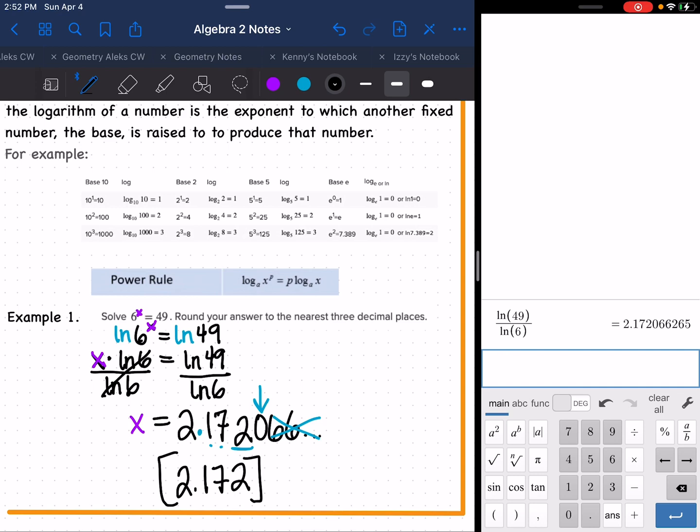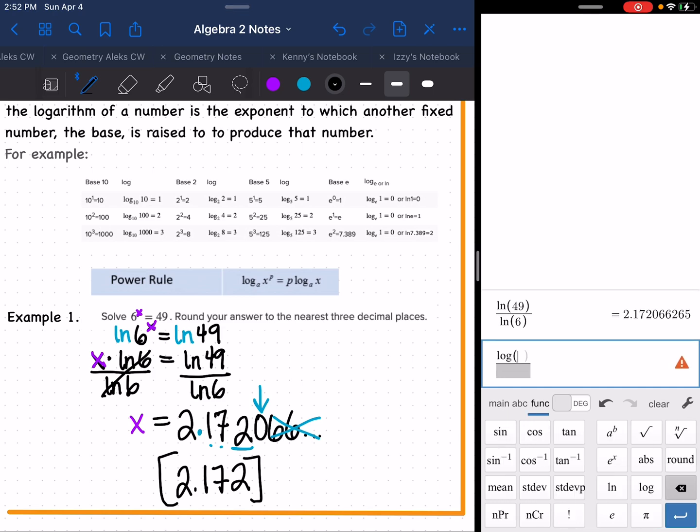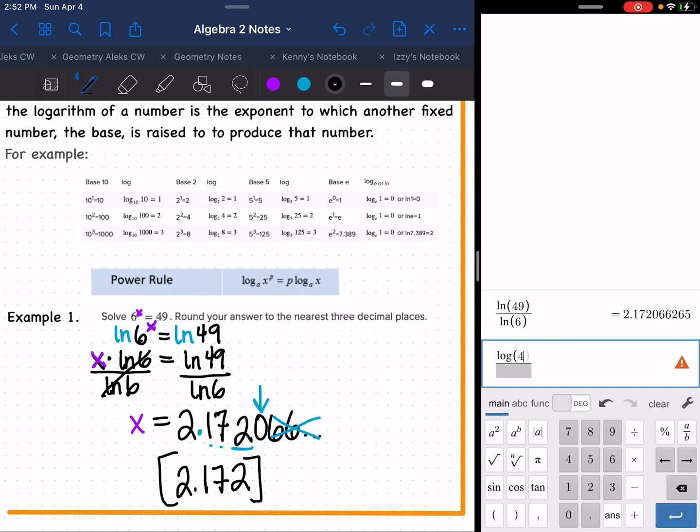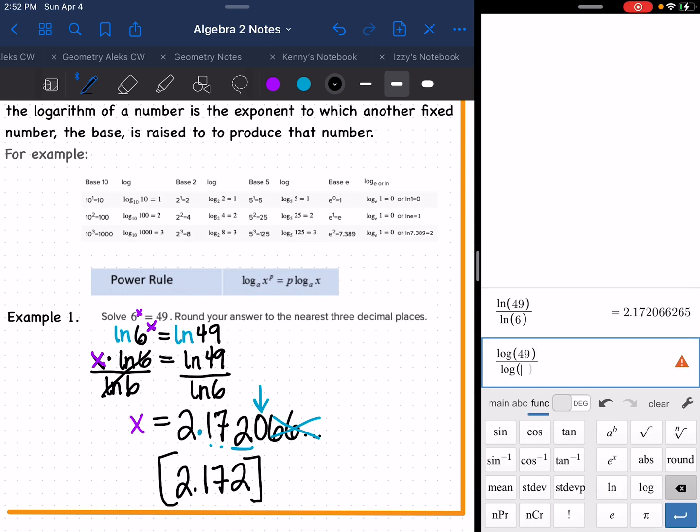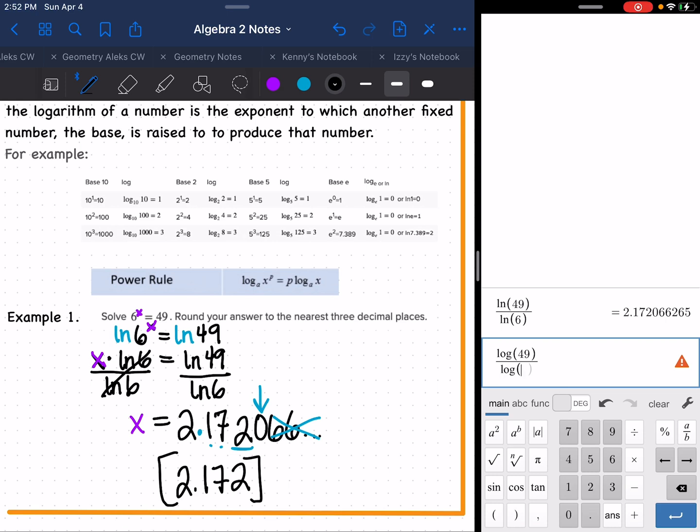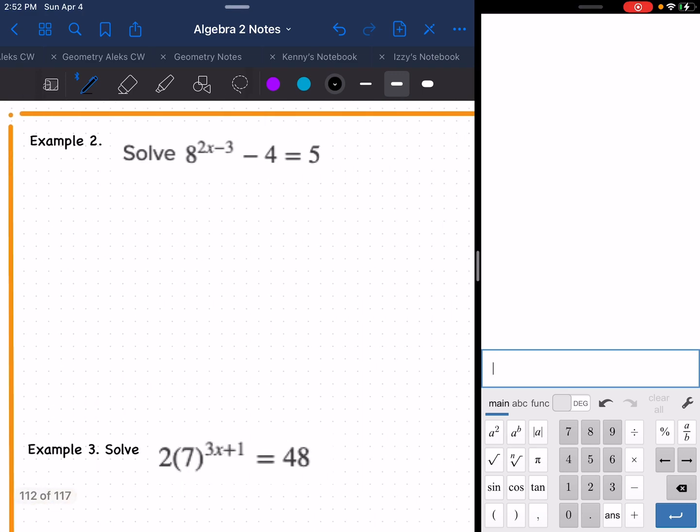Okay, and what you'll find is that if you use the log, you get the same answer. And since we have Desmos right here, we can quickly see that if we use the log of 49 and we divide that by the log of 6, notice we end up with the exact same decimal. So it doesn't matter. It's totally up to you. It's just really your preference. Okay, let me go ahead and clear all of that and let's try another one.